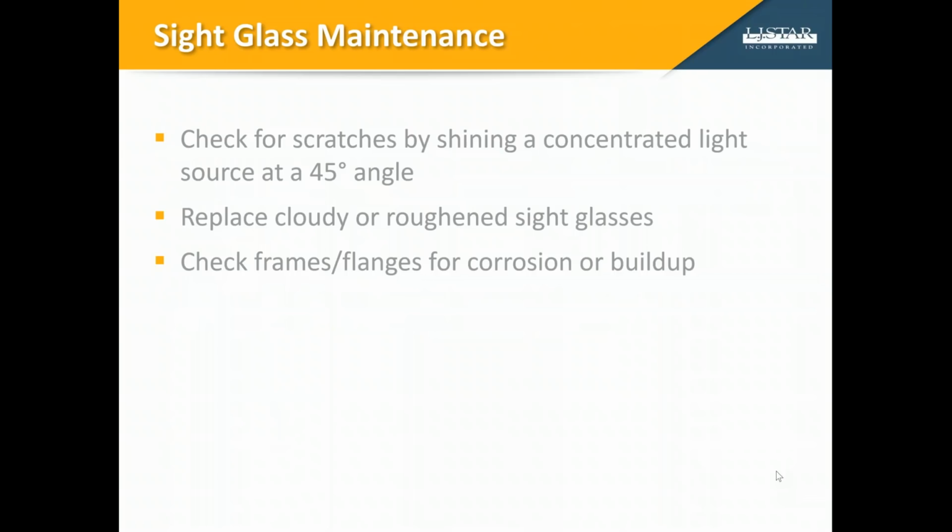To examine the glass for scratches, shine a very bright, concentrated light source at an angle of about 45 degrees. Anything that glistens should be inspected closely. Scratches that catch the fingernail or any star or crescent-shaped marks that glisten are cause for replacement. Sight glasses that appear cloudy or roughened after cleaning should be replaced. Always inspect sight glass frames and flanges for corrosion or product buildup.